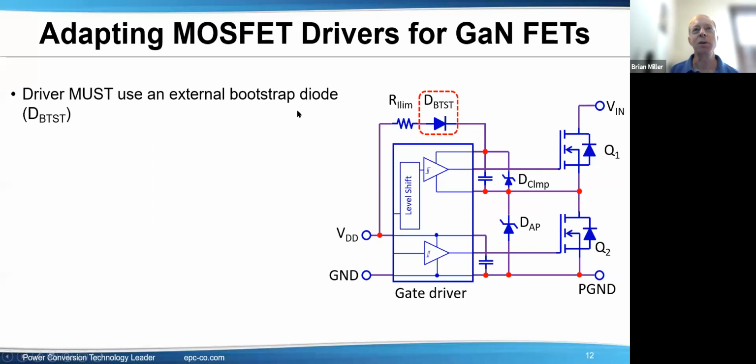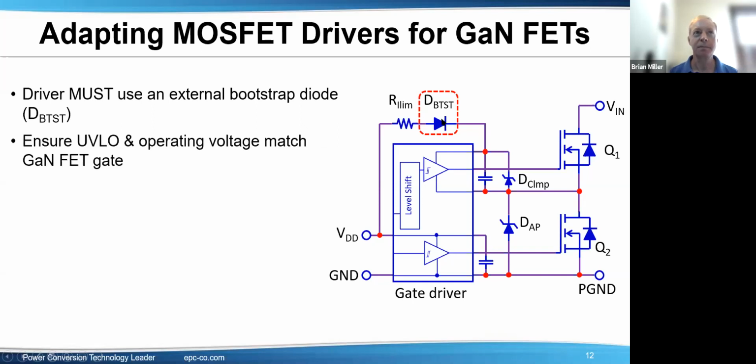First, the driver must use an external bootstrap diode. You can see the picture right here. So here's a half-bridge driver. You see an external bootstrap diode. A bootstrap diode is good because you can put a current limiting resistor in here too, and you can also control what this diode does. You want to ensure the undervoltage lockout and operating voltage match the GaN FET gate. To put it briefly, make sure it can run at 5 volts with an undervoltage lockout that has plenty of margin if there's any kind of noise or a little bit of regulation error in the 5 volts.